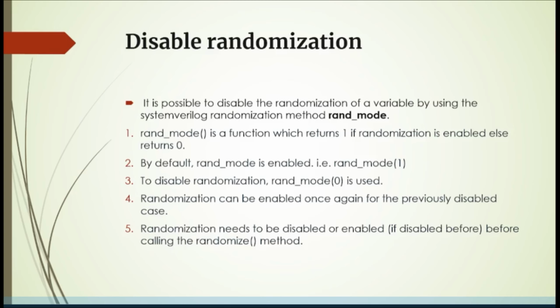So in today's class we are going to discuss where we ended in the previous session, that is disabling of randomization. Before going into today's session, we have already discussed the previous sessions on randomization and what is the need of randomization. We have already covered all the topics with example codes.